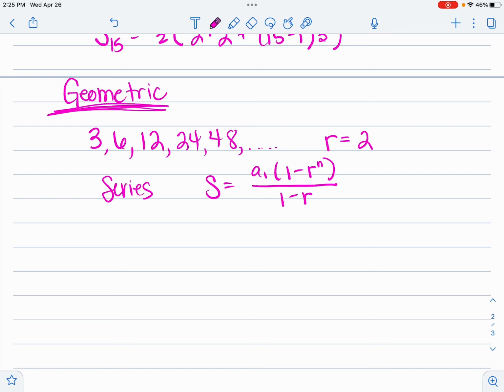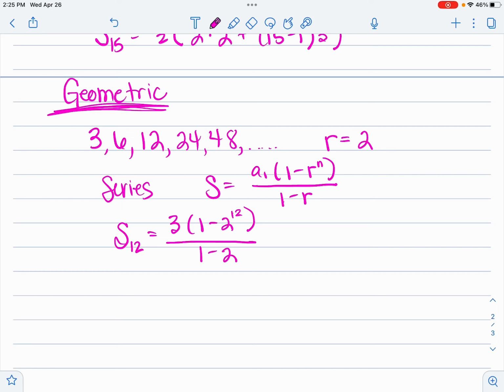So say maybe I want to do this one, and I want to find the sum of the first 12 terms or something like that. My first term is obviously 3. My common ratio is 2. And again, I'm finding the first 12 terms, so it would be 2 to the 12th power over 1 minus 2.